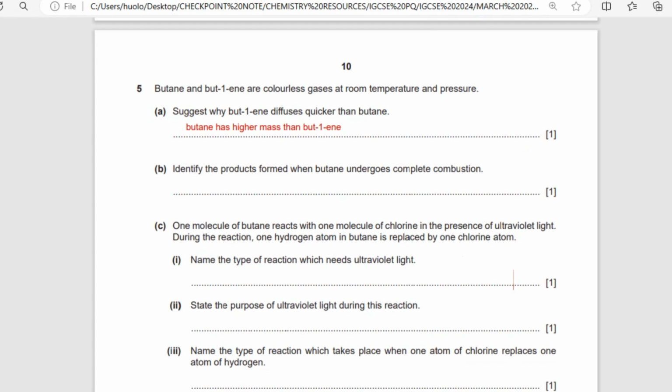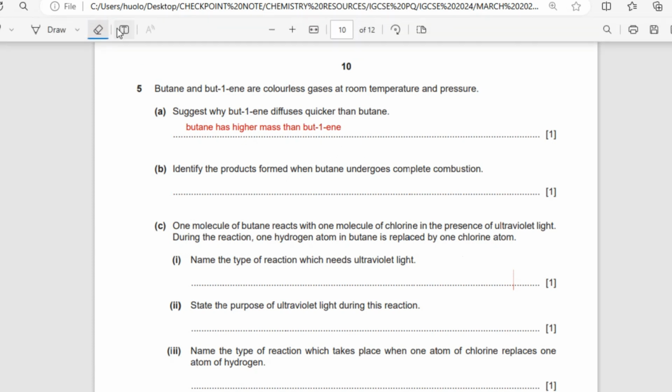Identify the products formed when butane undergoes complete combustion. Okay, you remember your definition of combustion? A combustion reaction is a situation when all the atoms in a substance combine with oxygen to form the oxides of that substance. So butane is a hydrocarbon, so it's made of carbon and hydrogen. So if the atoms in butane combine with oxygen, they are going to form the oxides of the atoms that are present.